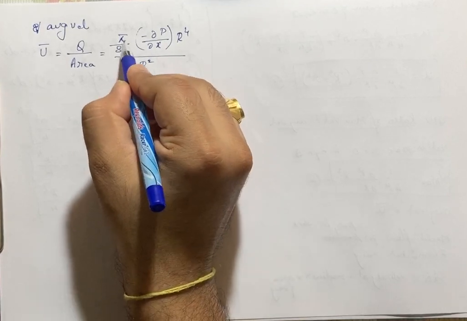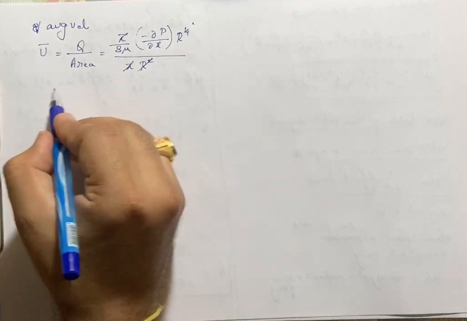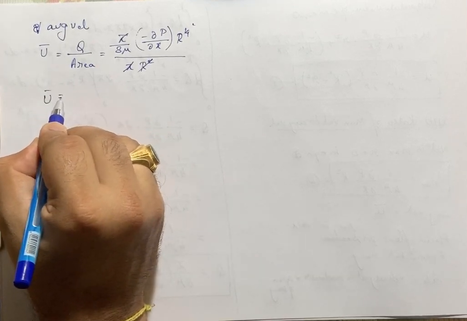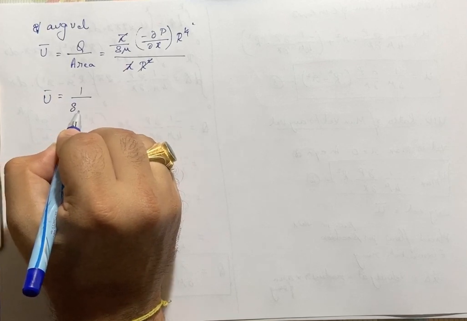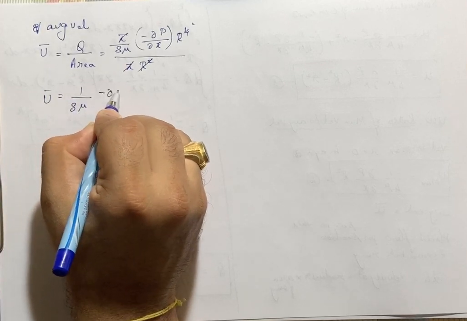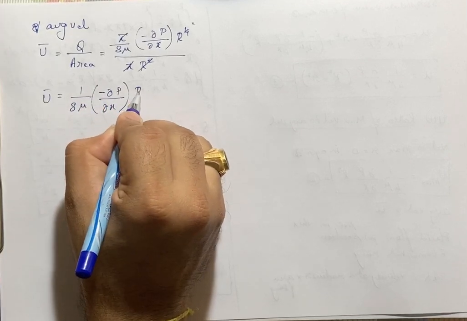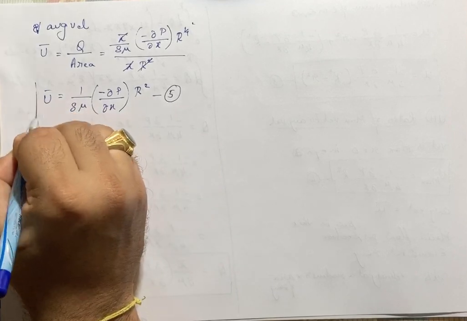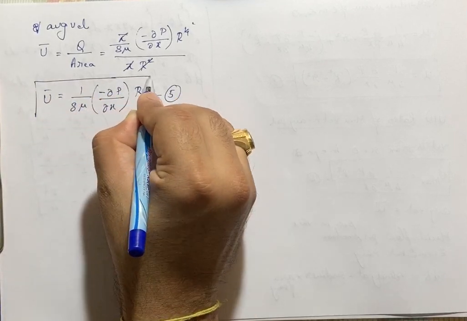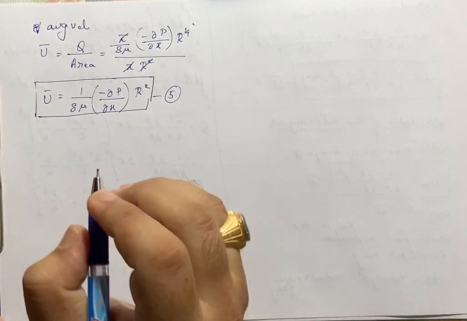Now this pi and pi get cancelled, r square remains and this becomes 2 here. So u bar will be what? U bar will be 1 divided by 8 mu, minus of dou p by dou x into r square. Call this as equation number 5. Now we got the average velocity here.